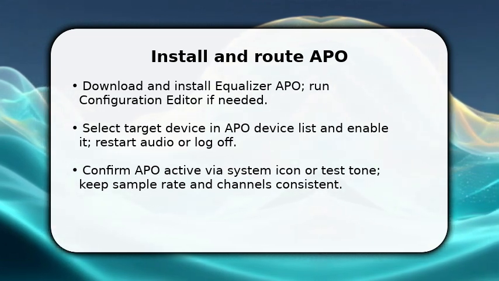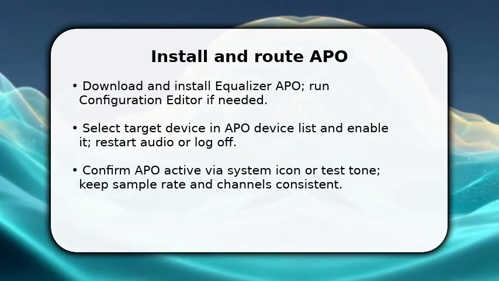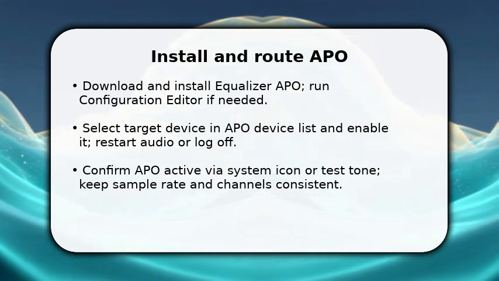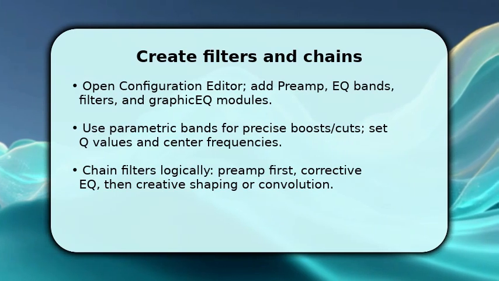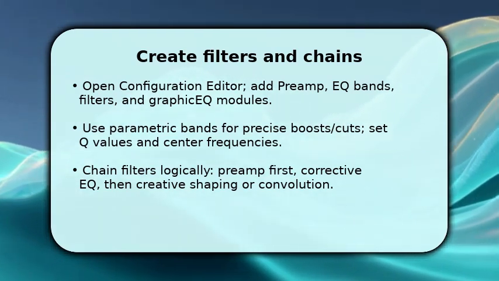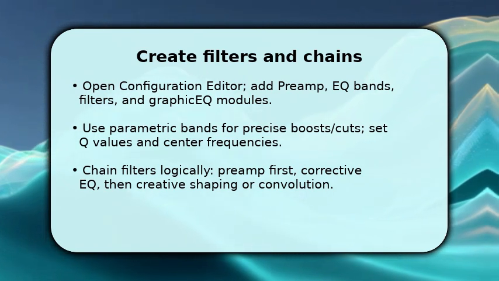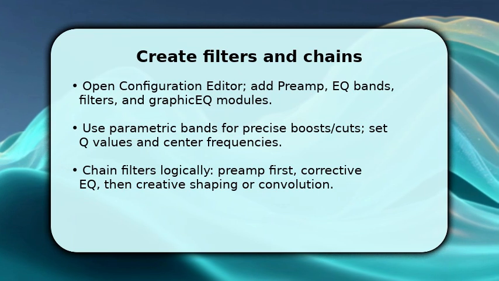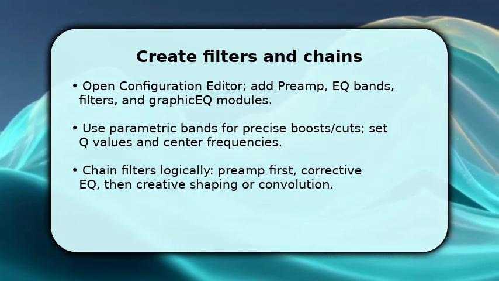If you need a quick verification, play a test tone while watching the system audio meter to confirm audio passes through APO. You will build a practical filter chain now. Start with a preamp to set headroom, then add parametric EQ bands for corrective cuts at problem frequencies and gentle boosts where needed. Choose Q to control bandwidth so you don't create ringing.